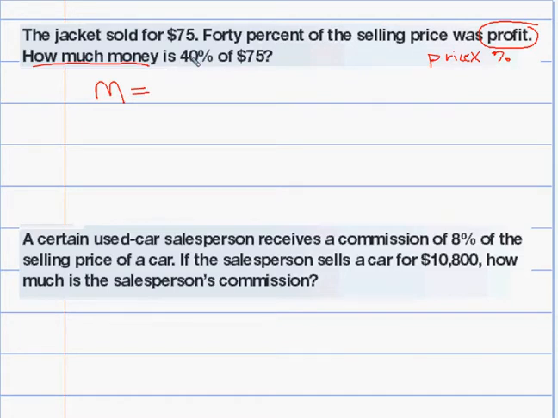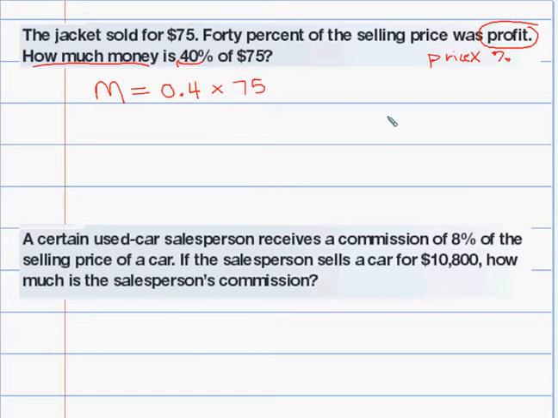Now here's where you have to decide, do I want to write this as the decimal or as the fraction? And either way is going to work. Sometimes one is easier than the other. I'm going to write this as the decimal, 0.4. Now remember that when you're changing from a percent to a decimal, you just move the decimal 2 places over because this means 40 out of 100. Of means multiply, and $75, I'm just going to write that down.